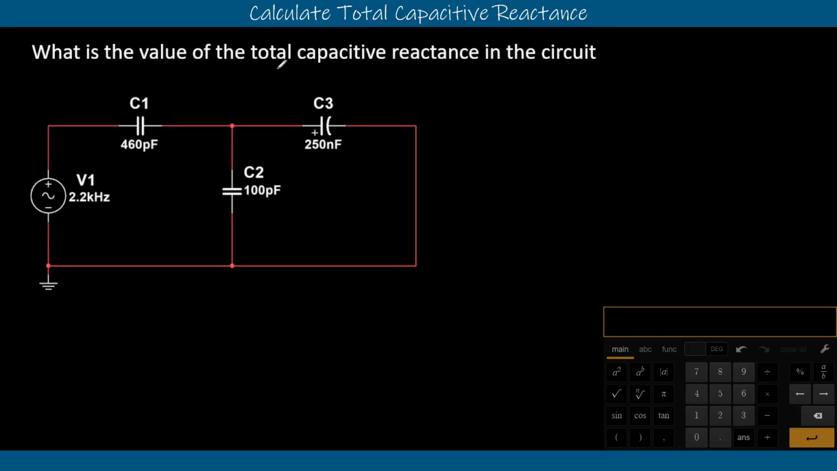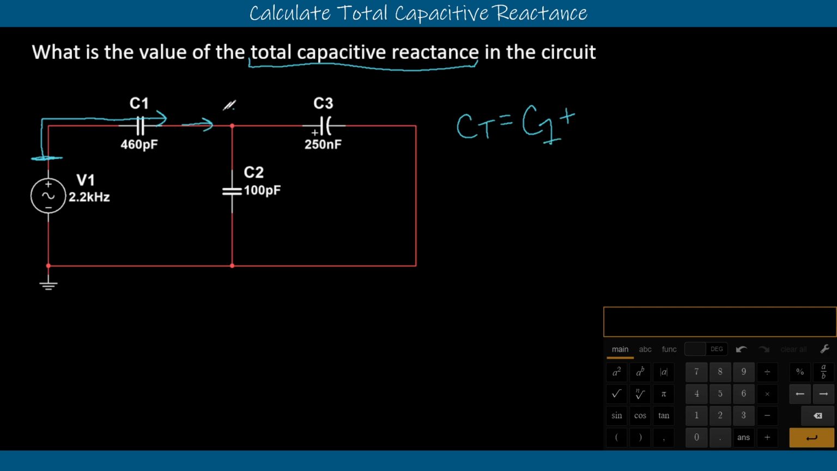In this example, we are going to look at how to calculate the total capacitive reactance in this circuit here. The first thing we need to do is determine our CT. Right? So CT, we are going to look at our relationship in this circuit, and from our voltage source's perspective, we see that we come up and have no choice but to travel through C1. So C1 is in series with whatever else is in the circuit.